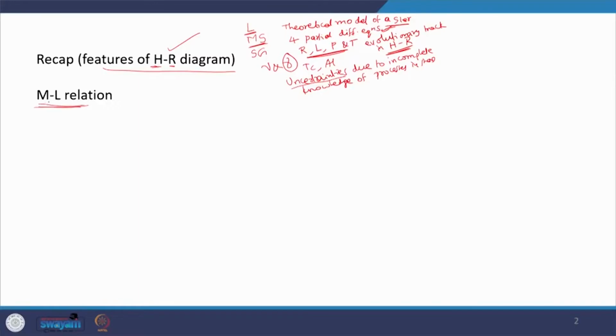So, this is all about the HR diagram and some more points regarding the HR diagram. And what are the points I am going to discuss in today's lecture, which I was supposed to discuss in the previous lecture? That is the mass and luminosity relation and some more selected general properties of the universe. So, let me see in this lecture how much I can cover.